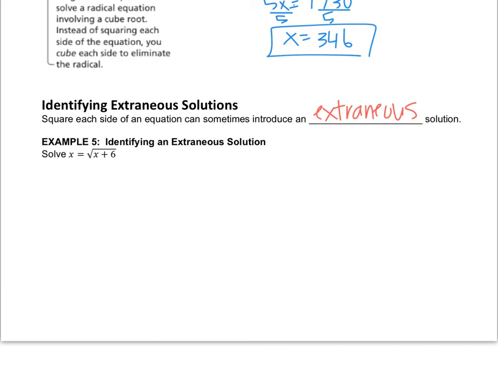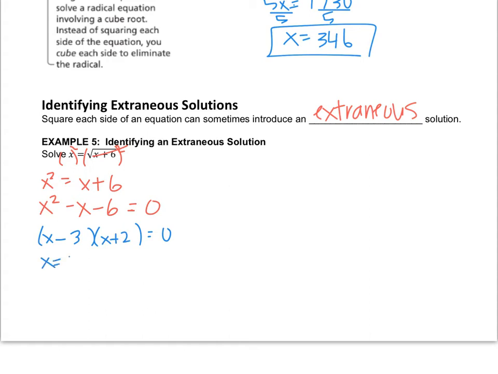Here's how that works. According to this equation, I can just square both sides. So you get x squared equals, those cancel out, so you just get x plus 6. Back in chapter 9, I taught you to move everything over to the left. So you get x squared minus x minus 6 equals 0. I think I can factor that. I'll get x minus 3, x plus 2. So the values that I think work are 3 and negative 2.